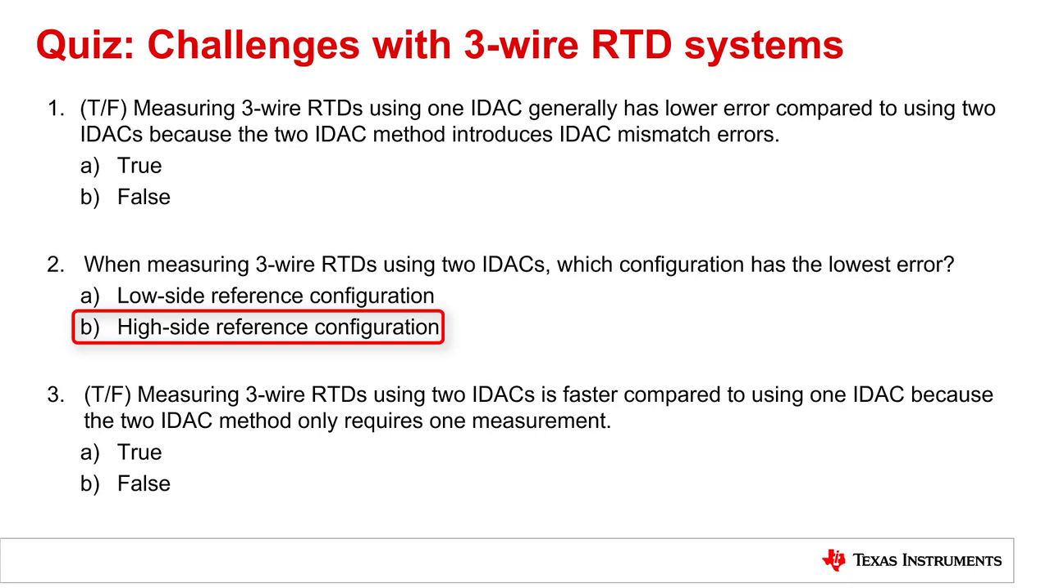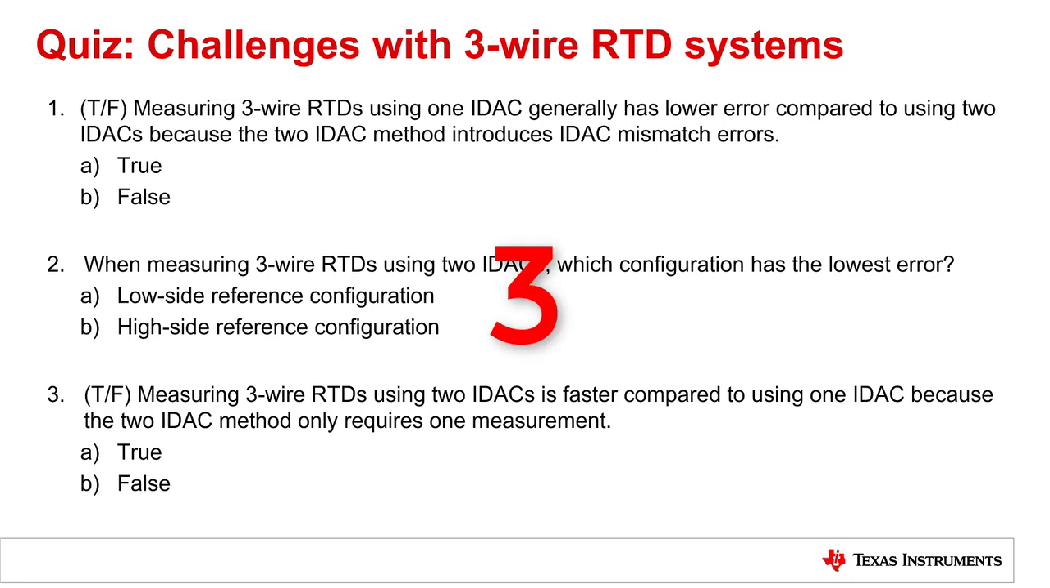The correct answer is B. The high-side reference configuration. Question 3. True or false? Measuring 3-wire RTDs using two IDACs is faster compared to using one IDAC because the two IDAC method only requires one measurement. The correct answer is A. True.